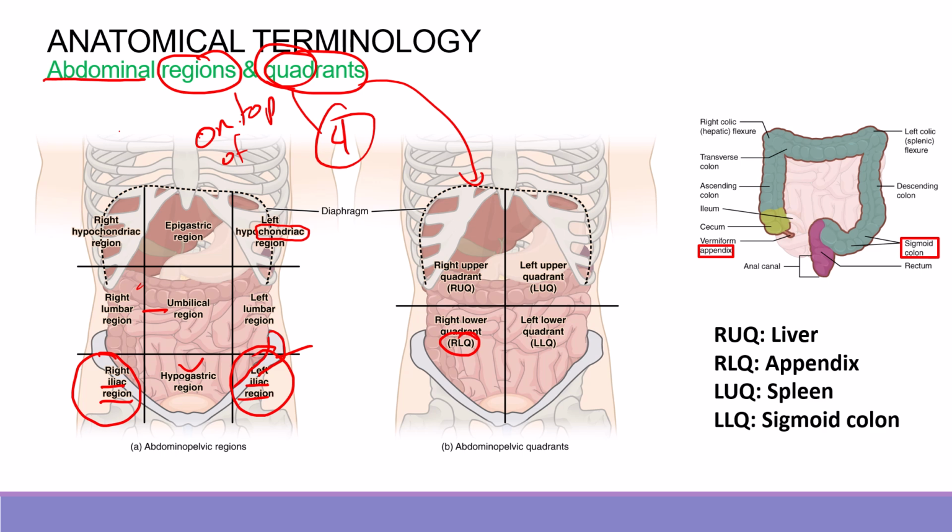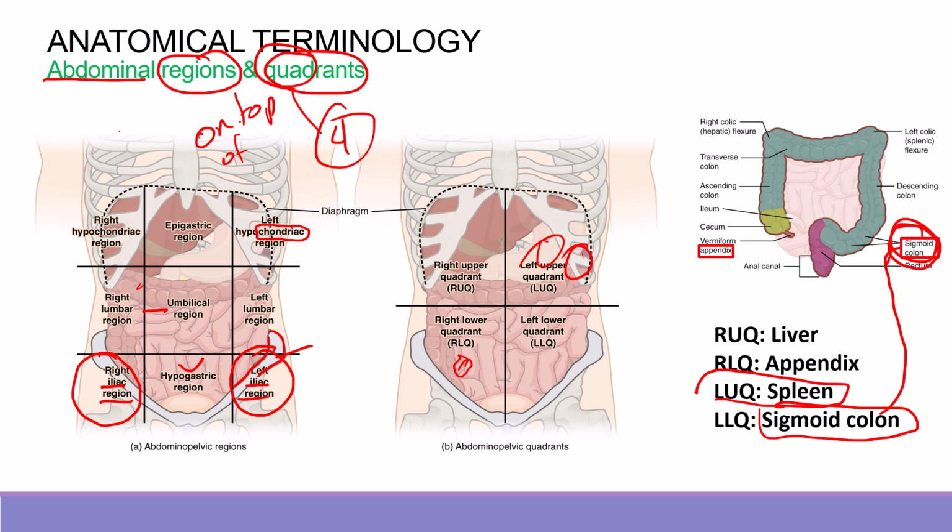So somebody who complains about right upper quadrant pain, you think about the liver or the gallbladder, which is the most common site of pain, gallstones, right? Or if you think about the appendix in the right lower quadrant, somebody with appendicitis might feel pain in that specific region. Same thing with the left upper quadrant: we think about the spleen and the stomach. Left lower quadrant, we think about the sigmoid colon. The sigmoid colon is a specific part of the large intestine.